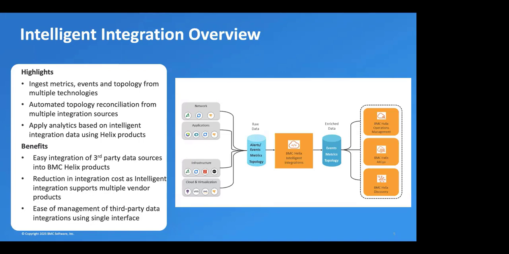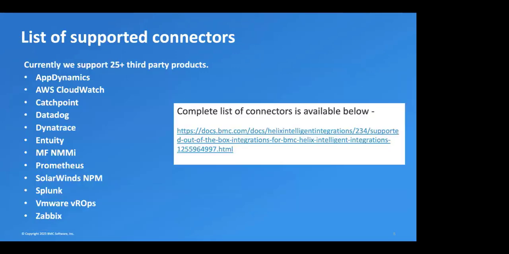But you may ask what connectors we are supporting today. We are supporting more than 25 connectors as of today. Some of them that I have mentioned here are, for example, AppDynamics, AWS CloudWatch, Catchpoint, Datadog, Dynatrace, Micro Focus NMI, Prometheus, SolarWinds NPM, Splunk, VMware vROps, and Zabbix. But you can also go through the complete list of connectors that we support as of today at the link I have mentioned on the screen.